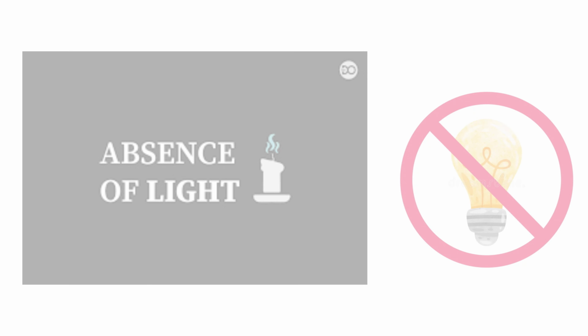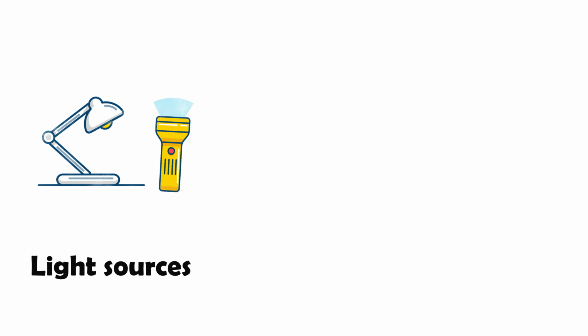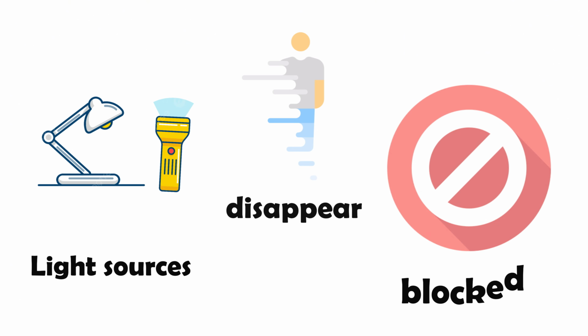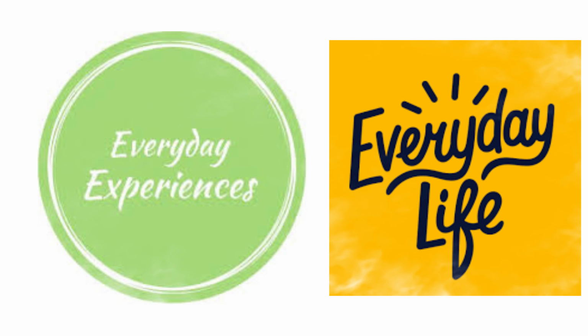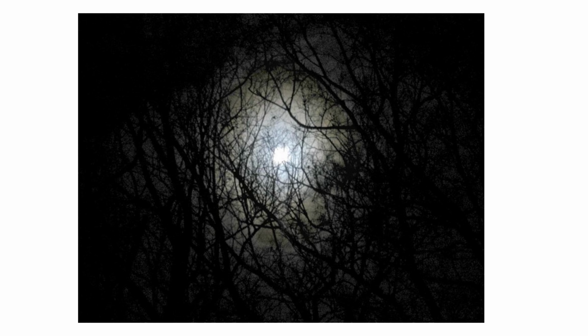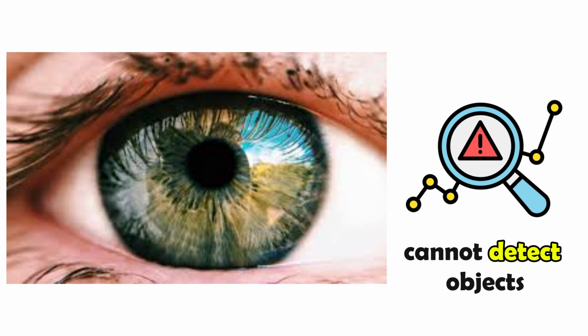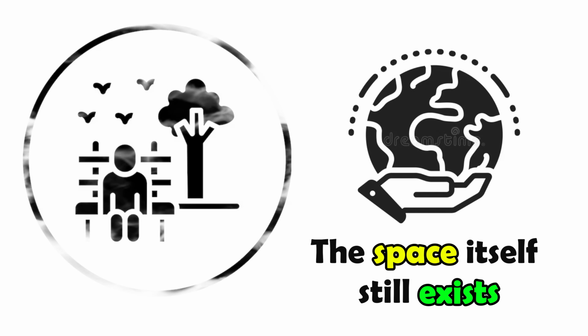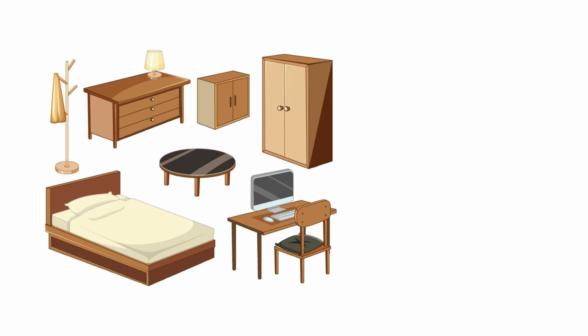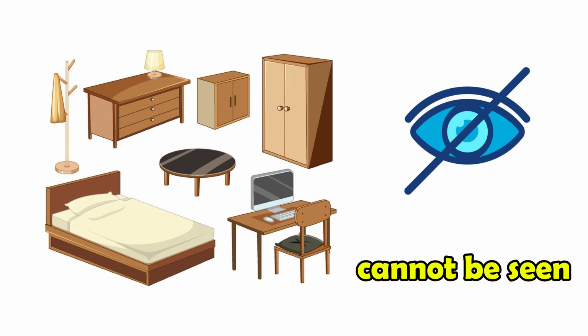Darkness. Darkness can be thought of as the absence of light. When the light sources disappear or are blocked, the environment becomes dark. In everyday experience, darkness feels like a kind of nothing because our eyes cannot detect objects without light reflecting from them. However, the space itself still exists, and objects are still present even if they cannot be seen.